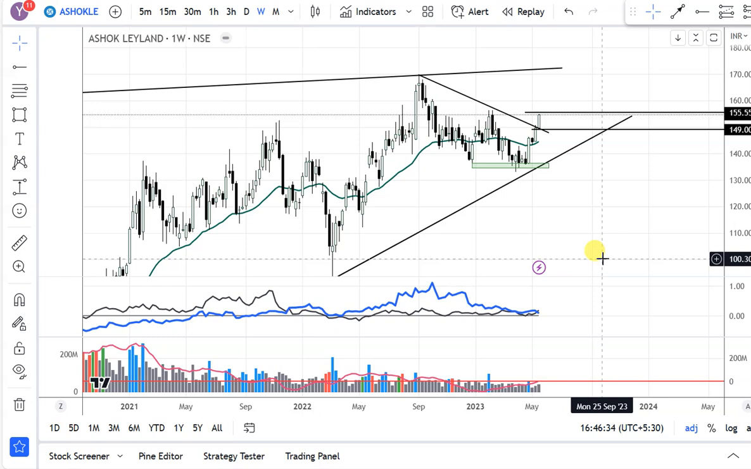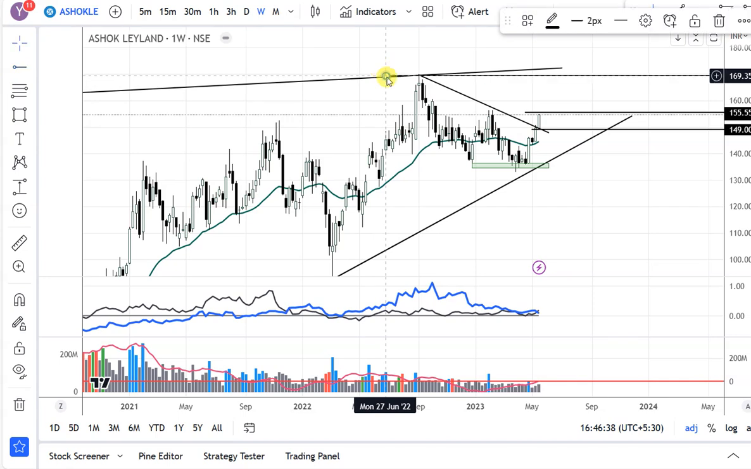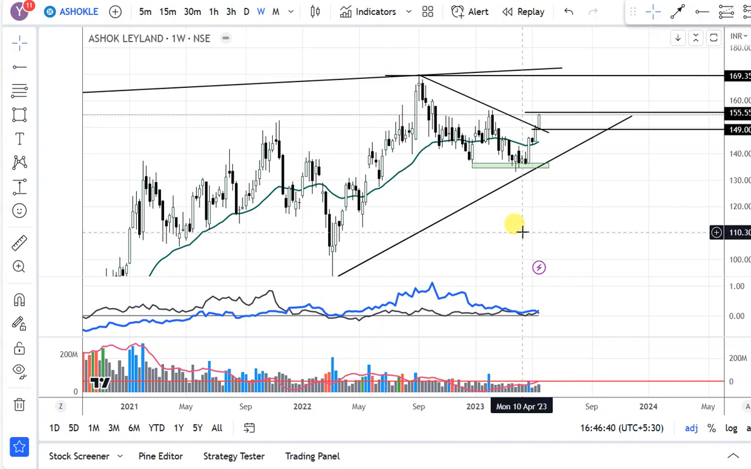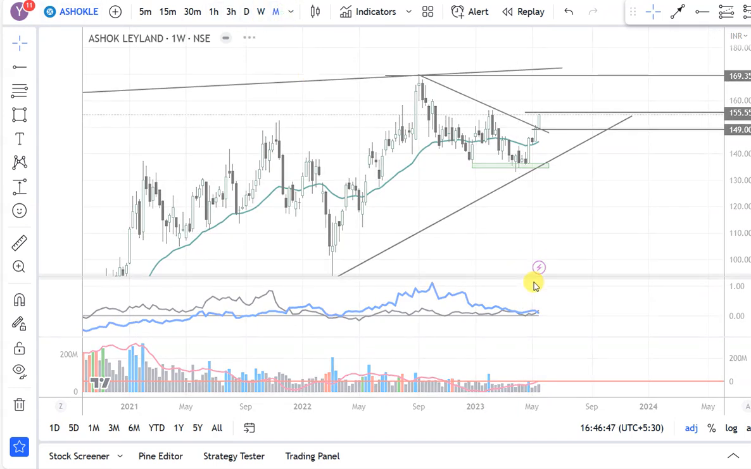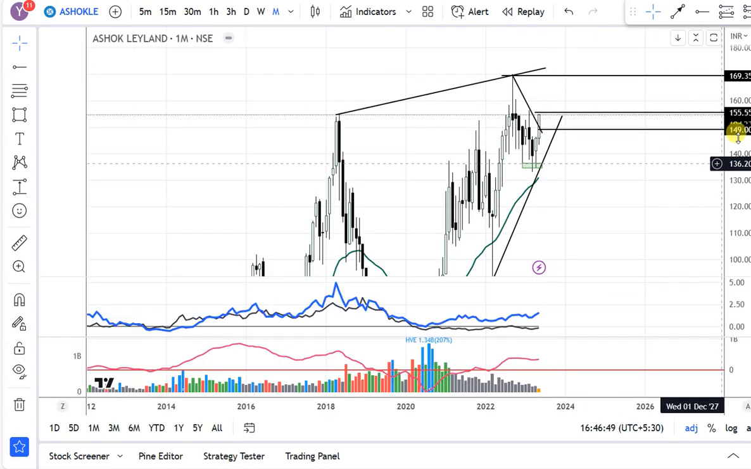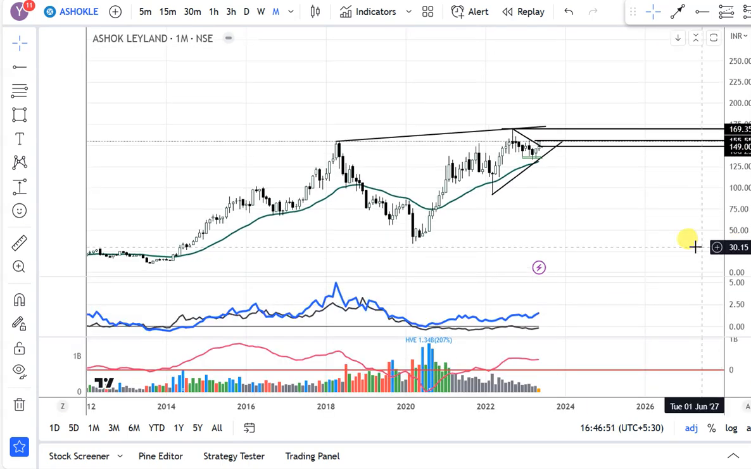So Ashok Leyland looks decent as of now, above 156, and it looks weak below 149, and you can look for it to reach 170. If it goes above 170, then we can look for a very strong rally of around eight to nine months in the stock, to around 250 levels.